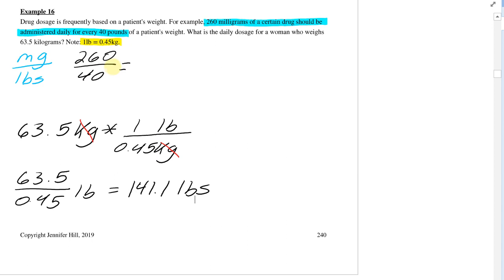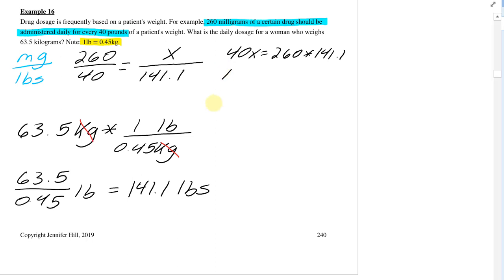So going back to the structure of this problem. So this is why you want to write out the order of your proportions. So I've got milligrams to pounds. So now I'm going to put in that she is 141.1 pounds. And so the question here was asking what is the daily dosage? So that's the thing I don't know. So we're going to put in an X here. So now I can go ahead and solve this as usual. So maybe you want to pause and hit play when you're ready. So I get 40x will equal 260 times 141.1.